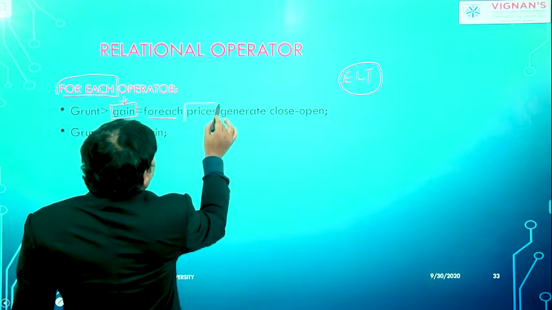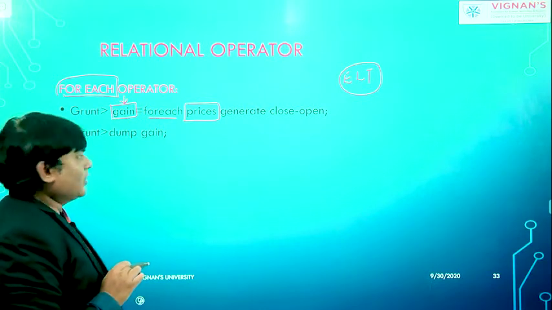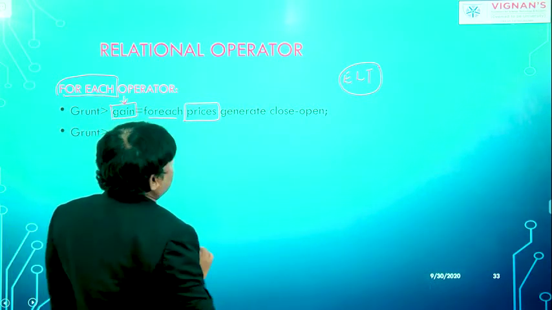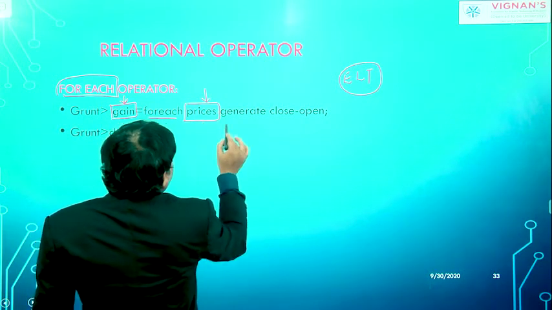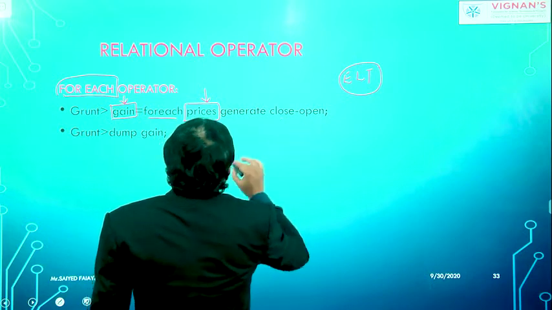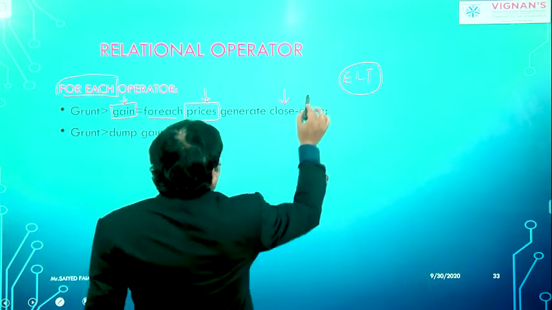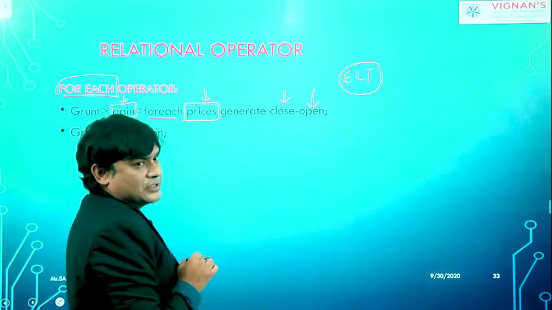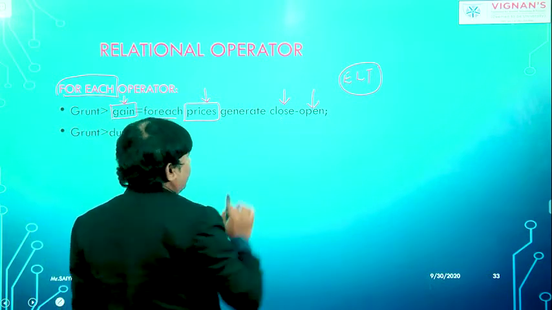This price I am going to call one relation. I am going to call it FOREACH price. FOREACH price means, for each price, generate close minus open. Here close is one field, and open is one field. So I am going to perform the operations on this close field and open field.